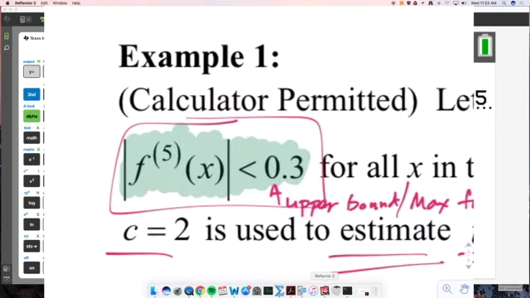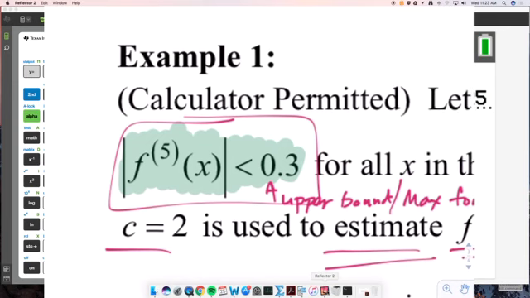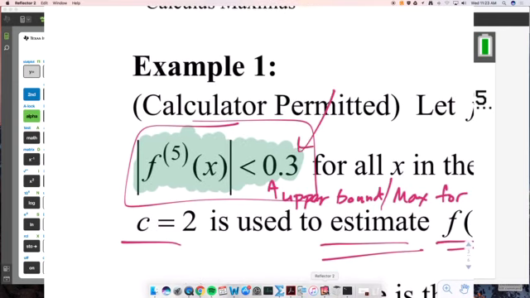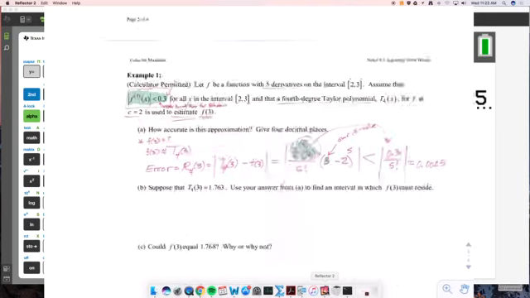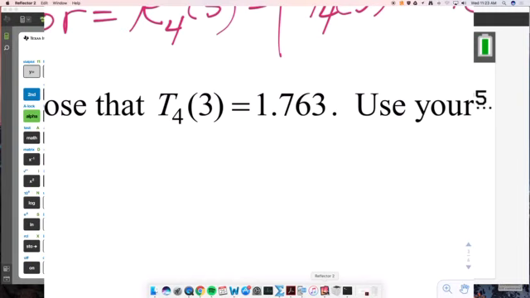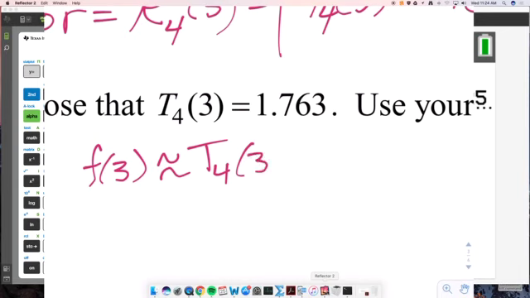This one is easy because they're handing us the number that we needed. They're giving us the inequality. Finding this number is what this section is all about. Okay? All right, so now, part B, suppose that the 4th degree polynomial at 3 came out to be 1.763. So that means that f of 3 is approximately T sub 4 of 3, which is equal to 1.763.